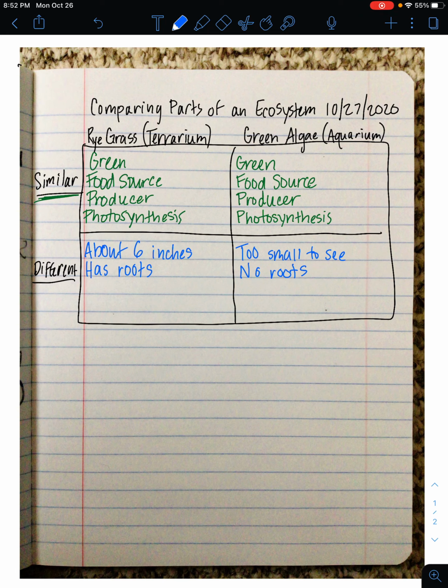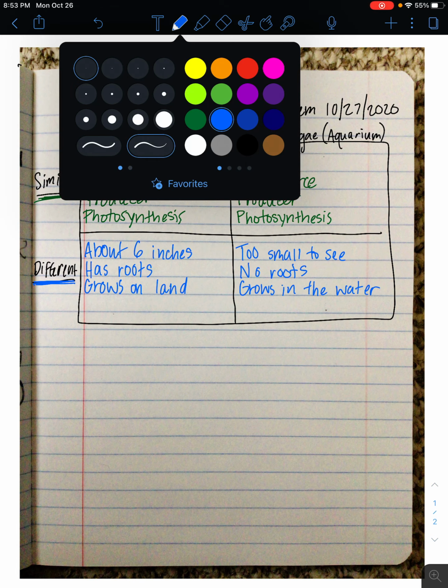Another difference between ryegrass and green algae is that they have different habitats. Ryegrass grows on land, and green algae grows in the water. Now this table is displaying information that I know about the similarities and the differences between ryegrass and green algae.